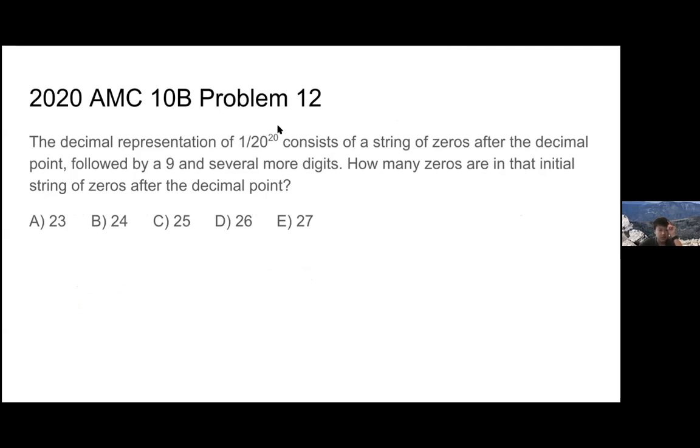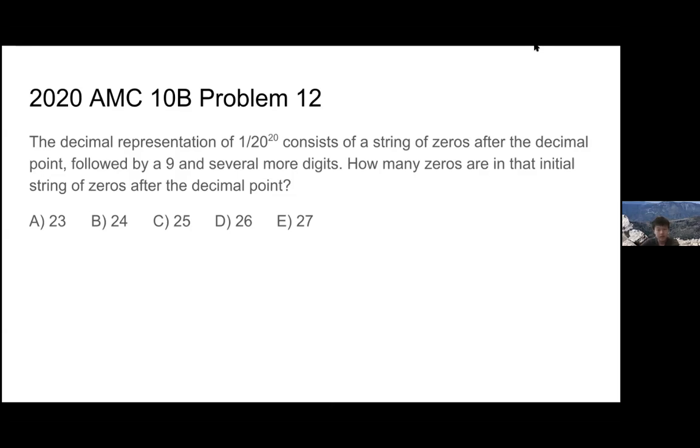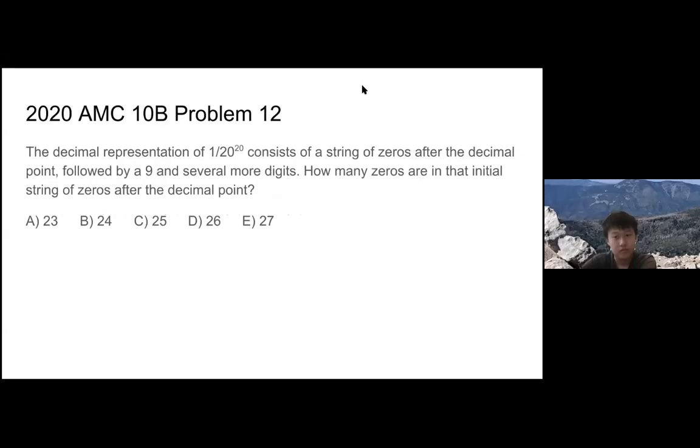Consider the decimal representation of 1 over 20 to the 20. How many zeros does that start with? Does anyone have any ideas how to do this problem? No?